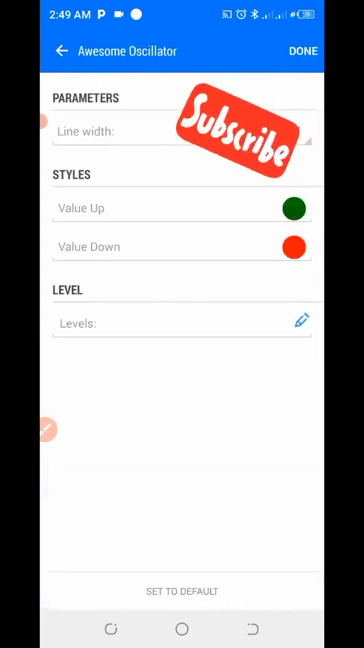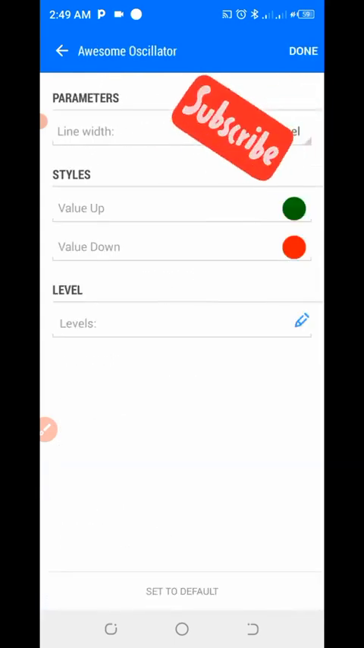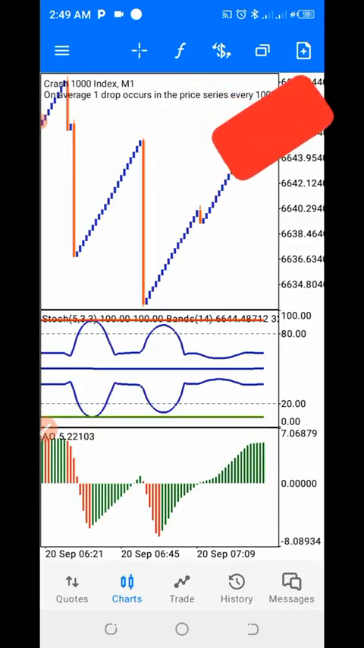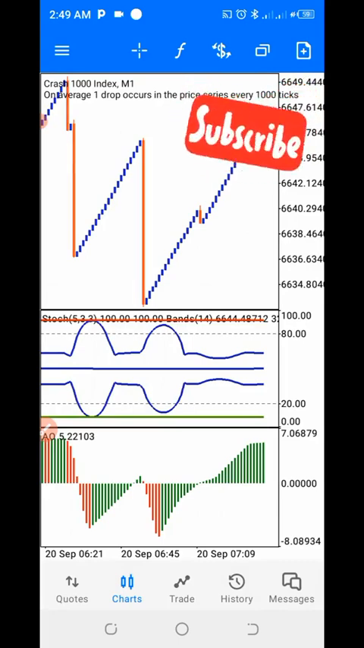Okay, so for the awesome oscillator now, it's default setting. So just click on what? Click on done once you are done. Right, so this is our strategies.